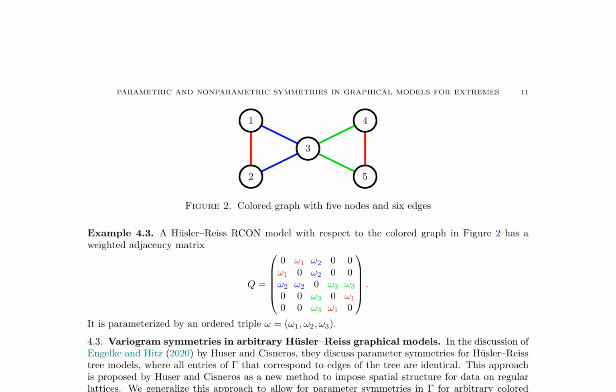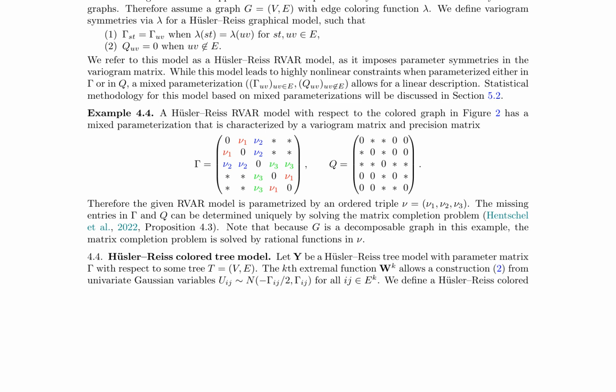An example of a Hüsler-Reiss RVAR model is provided with respect to a specific colored graph, as shown in Figure 2. The model is parameterized by an ordered triple nu equals (nu_1, nu_2, nu_3), and the missing entries in gamma and Q can be determined uniquely by solving the matrix completion problem. Since the graph G is decomposable, the matrix completion problem is solved by rational functions in nu.